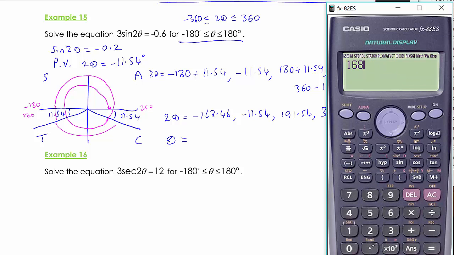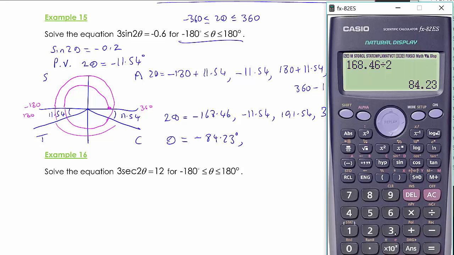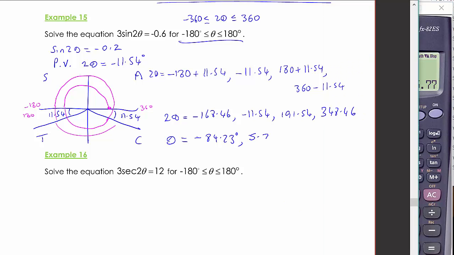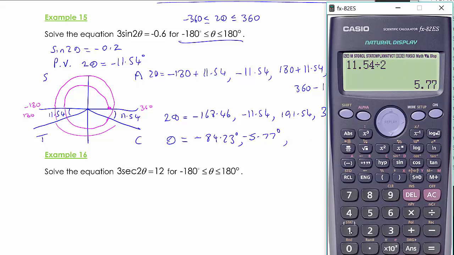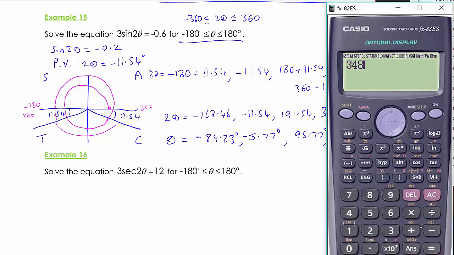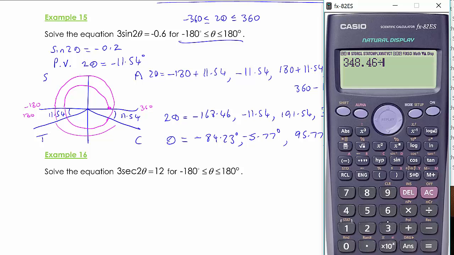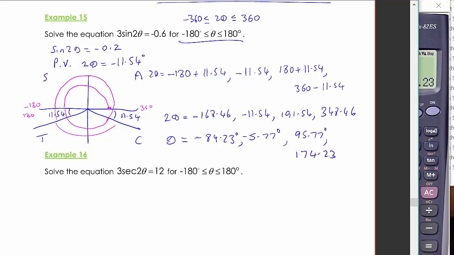So 168.46 divided by 2, 84.23, negative 84.23, and then 11.54, divide that by 2, 5.77, would be negative, and 191.54, divide that by 2, 95.77, and then 348.46, divide that by 2, 174.23. So they all do fall in the range.